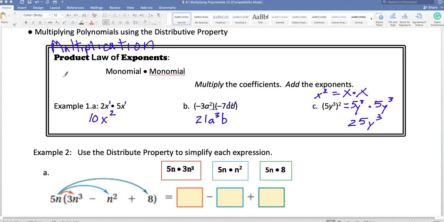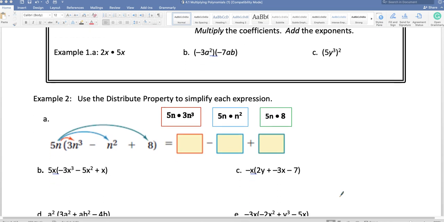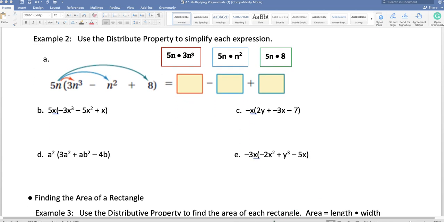Okay, now we're going to take the law of exponents, this product law that applies to monomials, and we're going to use it with the distributive property and monomials times polynomials. Let's erase this. All right, so I'm going to use the distributive property to distribute this monomial, 5n, to everything that's in here.